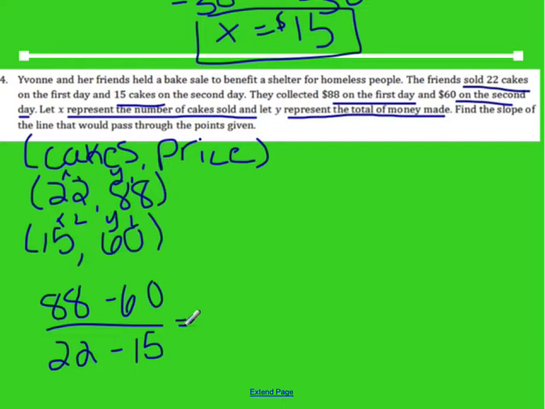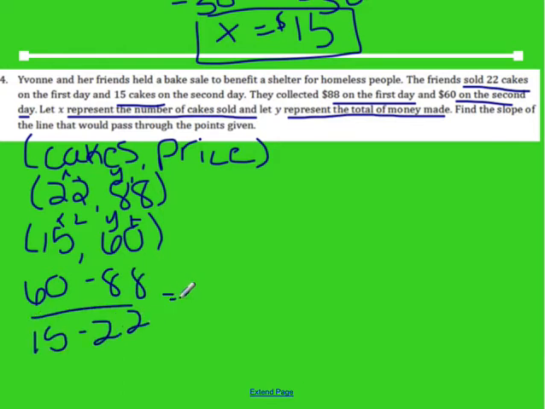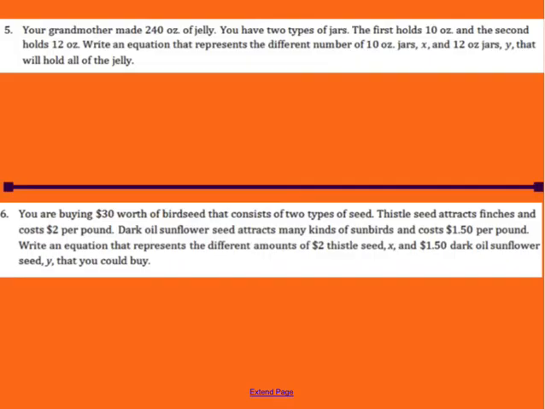So 88 minus 60. Oops, I did it the wrong way. We're going to do y2 minus y1 over x2 minus x1. There we go. So 60 minus 88 is going to be a negative 28. Negative 7, or 15 minus 22 is negative 7. Divide those two out and you end up getting a positive 4. So the slope between those two is a positive 4. So let's go ahead and take a look at the next word problem.